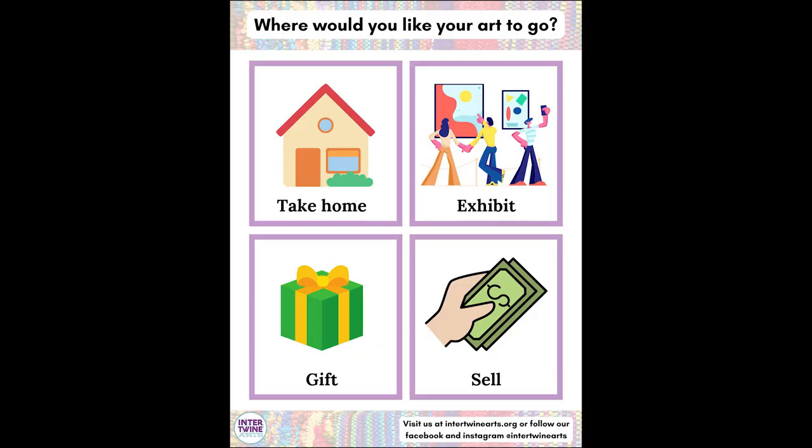We also try to have examples of things that we've done before so that people can literally see it. But if we don't have an exact example, and we're trying to figure out what people want, especially if they're nonverbal, we do have these sheets that we can use. Sometimes we ask people, what do you want to happen to your art? Do you want to take it home? Do you want to have it be part of an exhibit? Do you want to gift it to somebody? Do you want to sell it? Just so that we get a baseline of what you want to happen. And they can gesture to it.